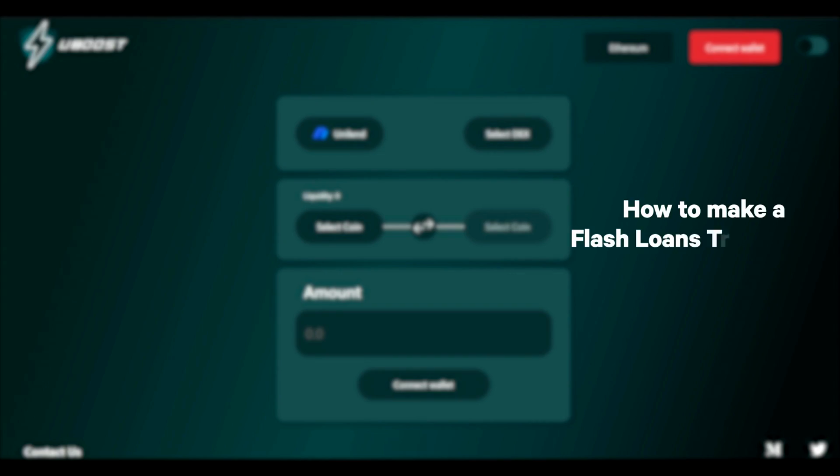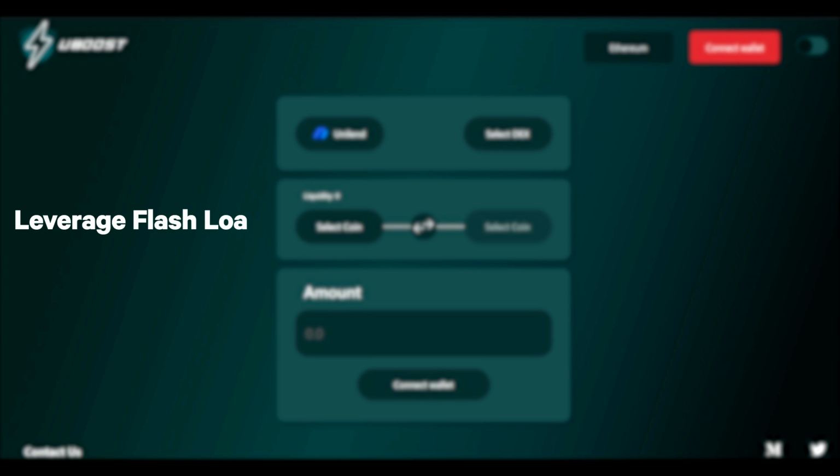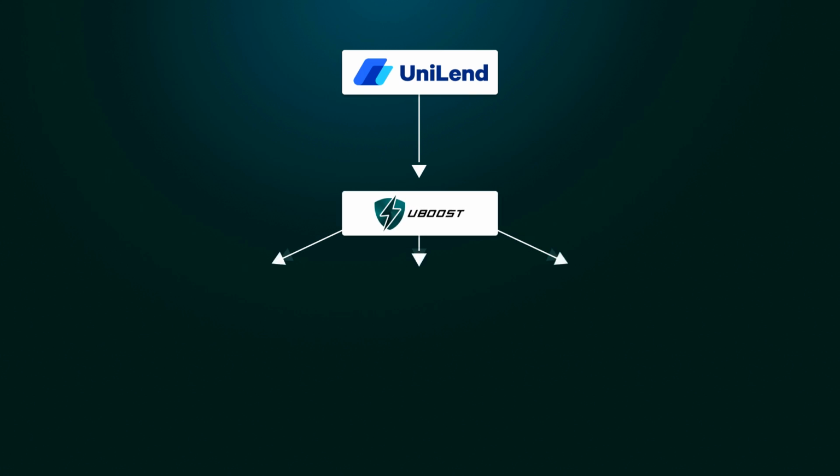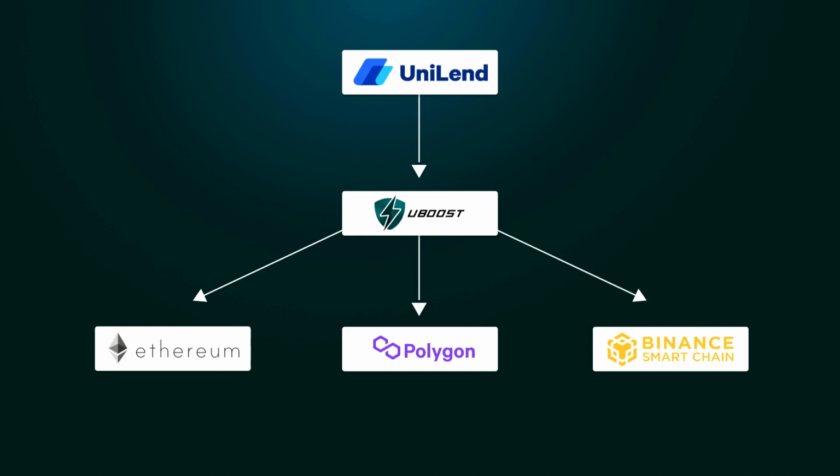We built Uboost with a goal to make DeFi accessible and frictionless for a growing community of crypto users across the globe. Uboost is building an interface layer over various DeFi protocols and making it a seamless experience for consumers to access DeFi services. Our first version of dApp is live now, and users can borrow flash loans from Uniland Finance for market making on the Ethereum, Polygon, and BSC network.